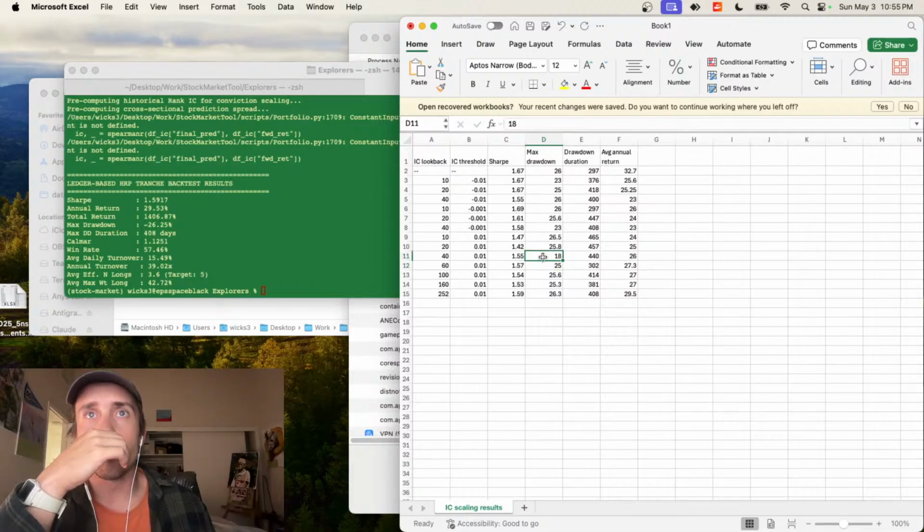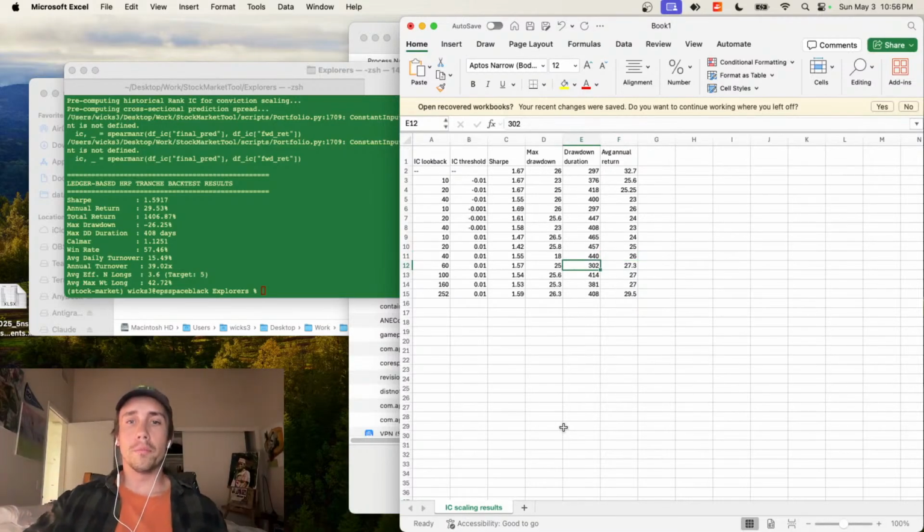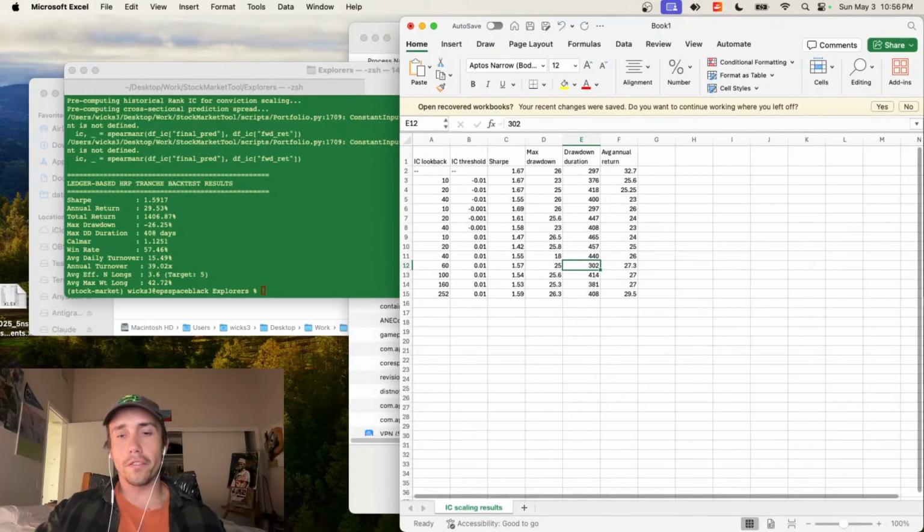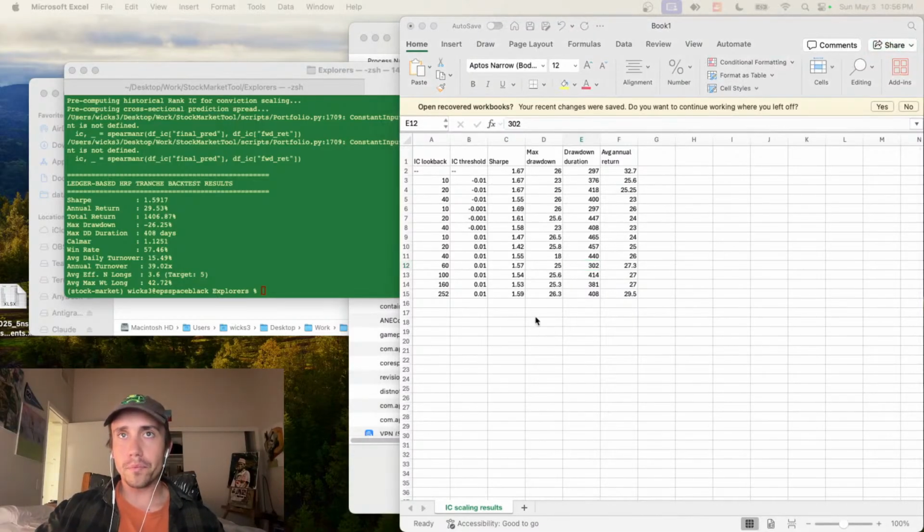Actually, 40-day look back, the drawdown was only 18%. I paid with the Sharpe ratio. I had lower overall returns. Oh no, this was the good one though. 300-day drawdown duration. So since I'm trying to fix this COVID crash thing, I have two goals.